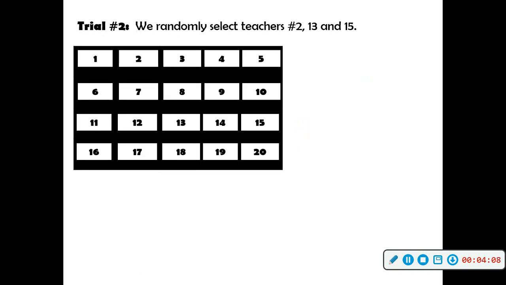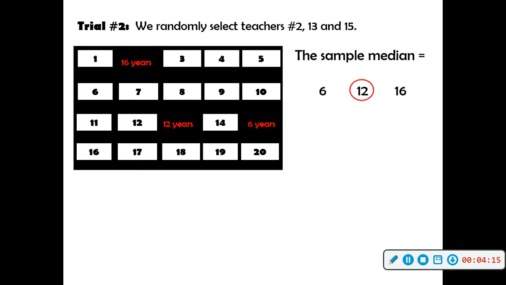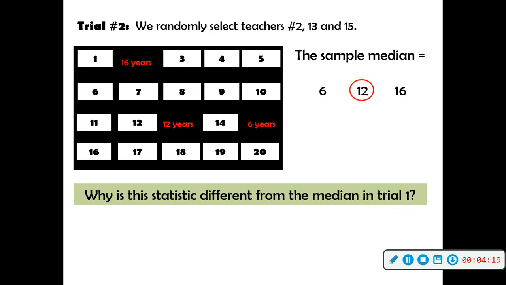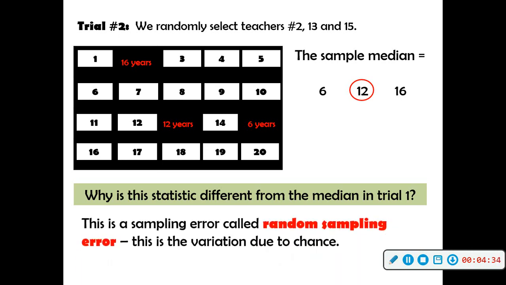Now we sample teacher number 2, teacher number 13, and teacher number 15. We find that the median is 12. Why is this statistic different from the median of the first sample? In number 1 we had 5, now we have 12. Those are really far off. Well, if you remember from Unit 3, that's random sampling error. This is some variation due to chance, and it's because we have such a small sample size. But what if I keep taking more and more samples?